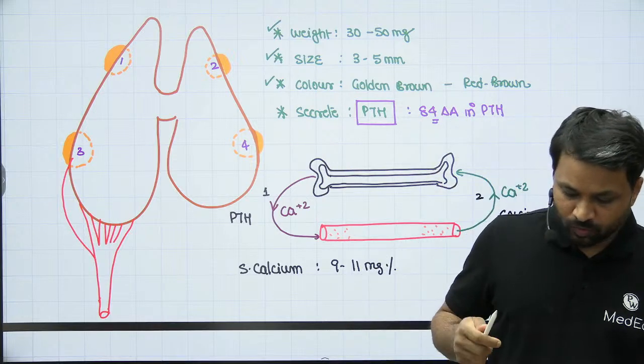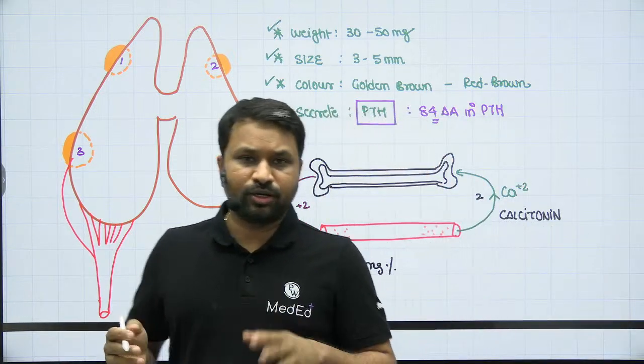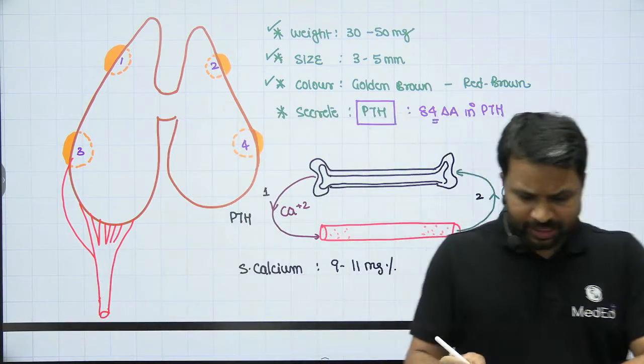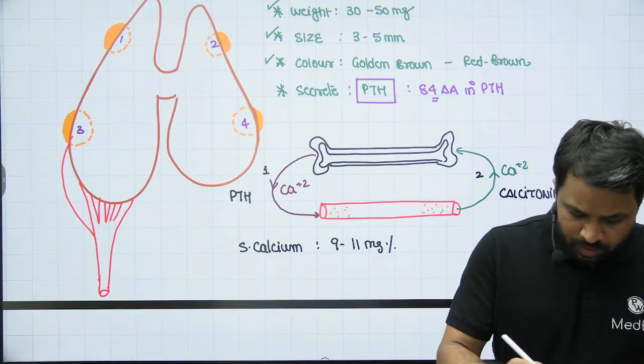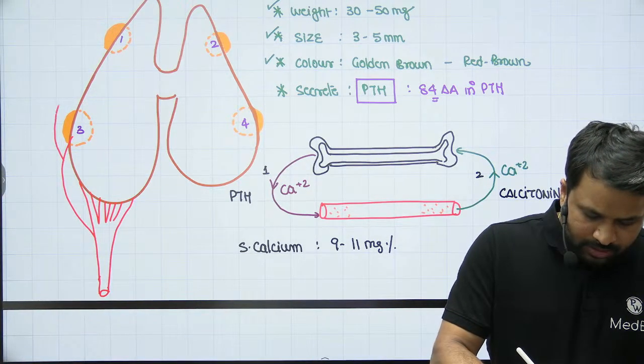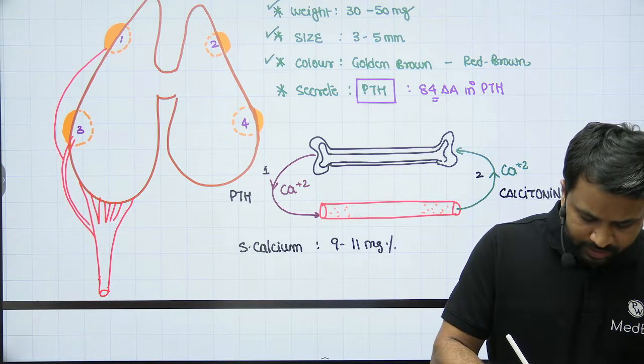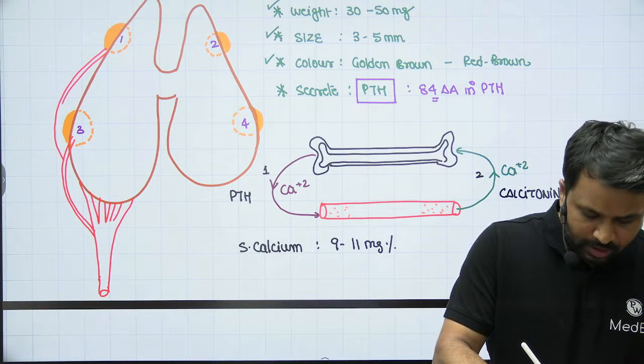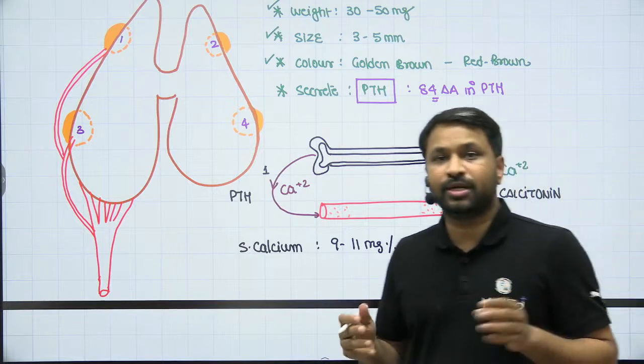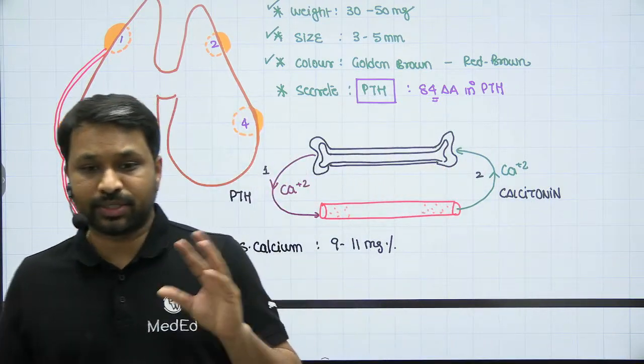Right. So we're talking about the normal serum calcium level, that is 9 to 11 milligram percent. The blood supply was from the inferior thyroid artery. So 80% of the times you will get the blood supply to the parathyroid gland from the inferior thyroid artery. 20% of the times it can derive the blood supply from the superior thyroid artery as well as a combination of both.